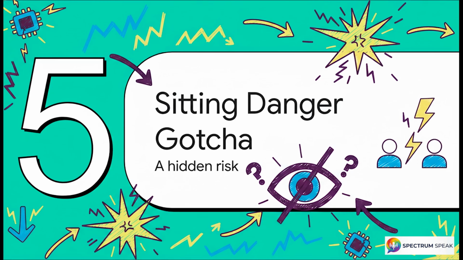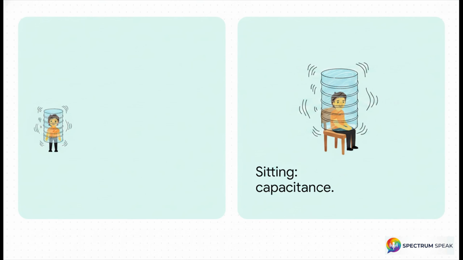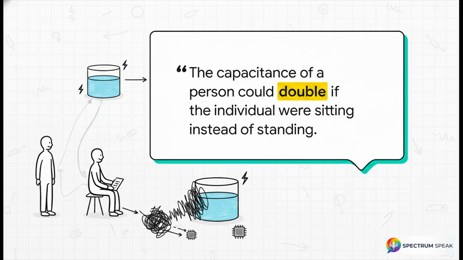Which brings us perfectly to Section 5, the sitting danger gotcha. This is a really common pitfall. You might actually think sitting at your workbench is safer. After all, we just said don't move around a lot, and sitting definitely feels more stable than pacing around. But changing your posture fundamentally alters your body's electrical properties. Here's the gotcha. By sitting down, you can actually store twice as much charge. Because your body suddenly has way more surface area closer to the floor and the chair, your physical capacitance doubles.